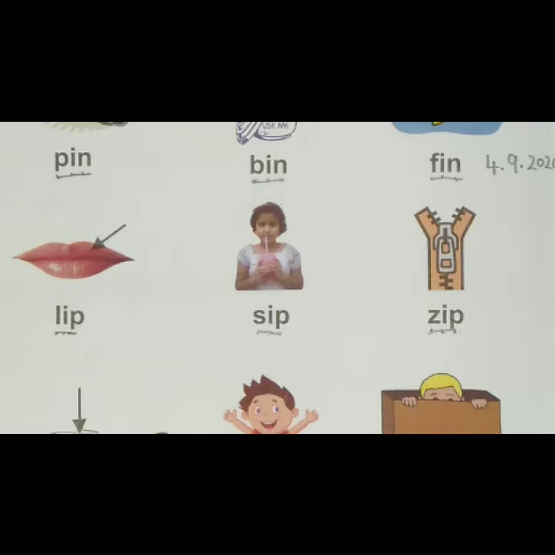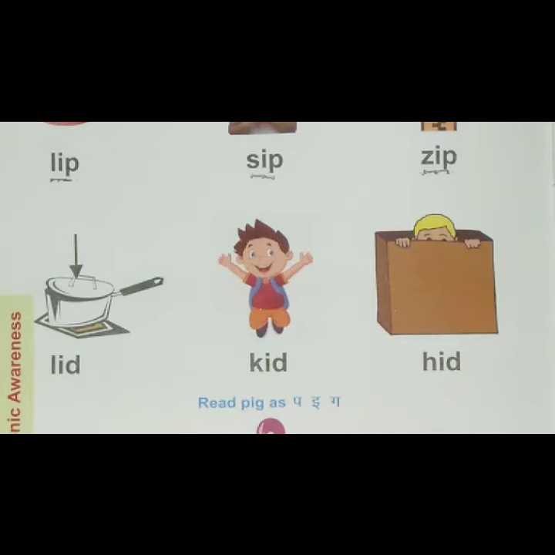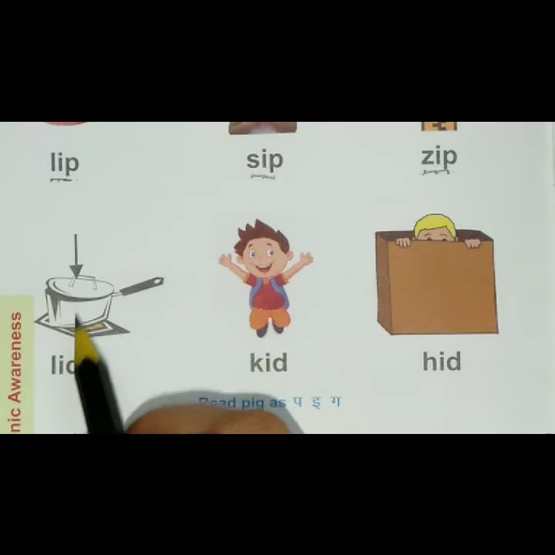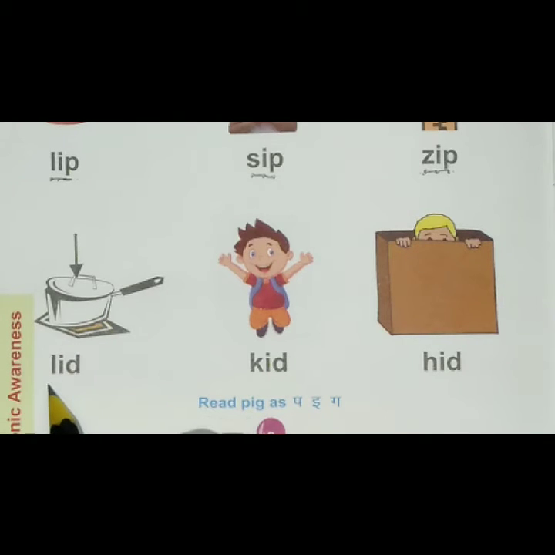Now next row. Now the first picture. Mama cooks something in the pan and she covers it with a lid. Very good. Let's spell it now. L, I, D, lid. L I D, lid. Lid ka matlab dhakkan. L I D, lid.